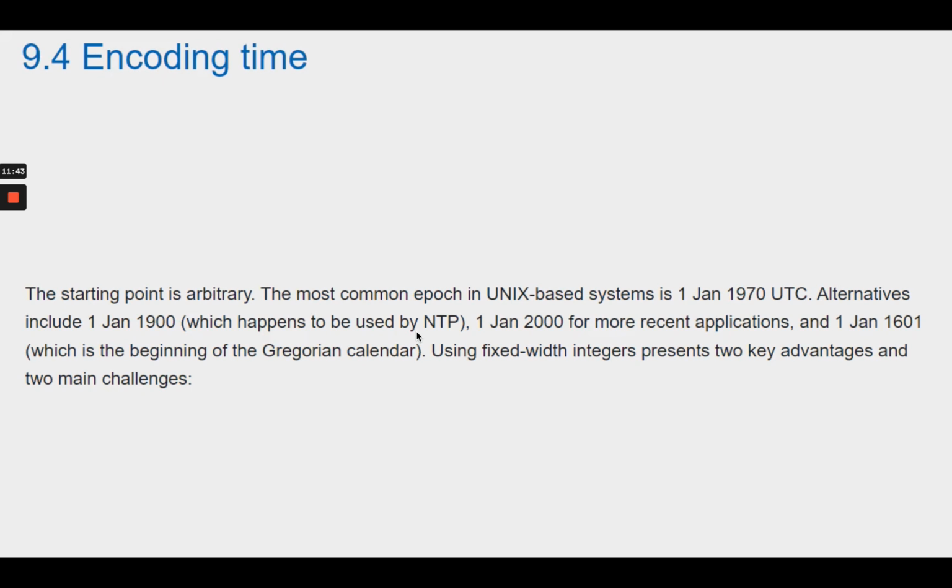The most common epoch in Unix-based systems is the 1st of January 1970 UTC. Alternatives include the 1st of January of 1900, which happens to be used by NTP, the 1st of January 2000 for more recent applications, and the 1st of January 1601, which is the beginning of the Gregorian calendar. Using fixed-width integers presents two key advantages and two main challenges.